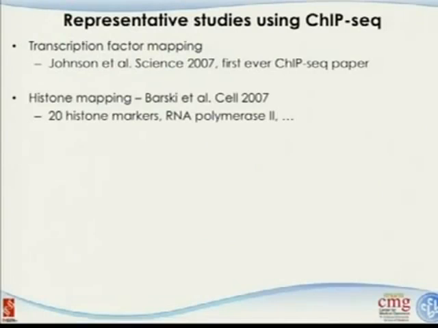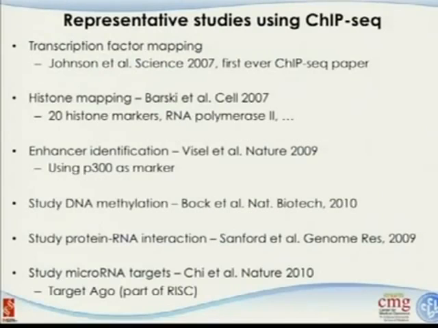We talked about a couple of studies on this: the transcription factor mapping, which is very important, and the histone mapping, which is also a milestone paper in ChIP-seq, but on the chromatin structures. And for the enhancer identification, these are the two studies that use P300 as a marker. And to study DNA methylation, there's a very interesting review paper that you probably want to go into if your research interest is this.